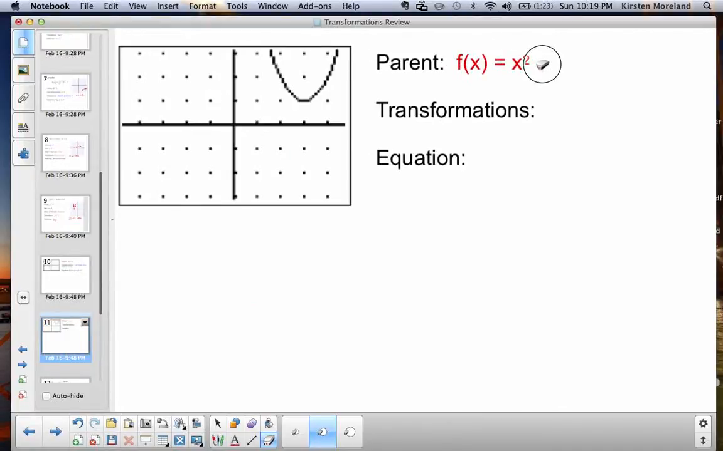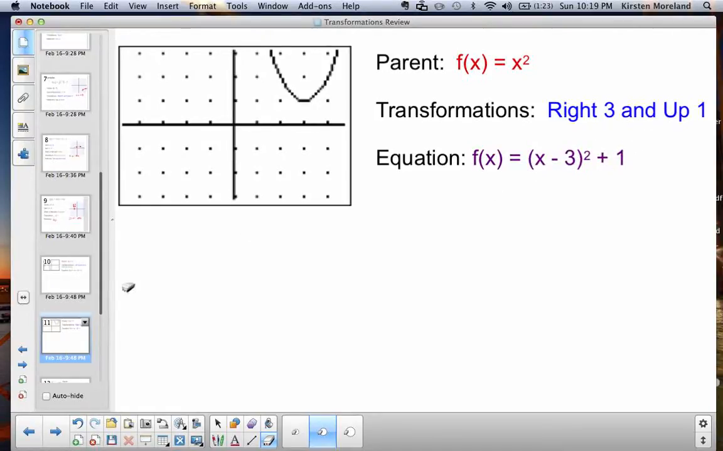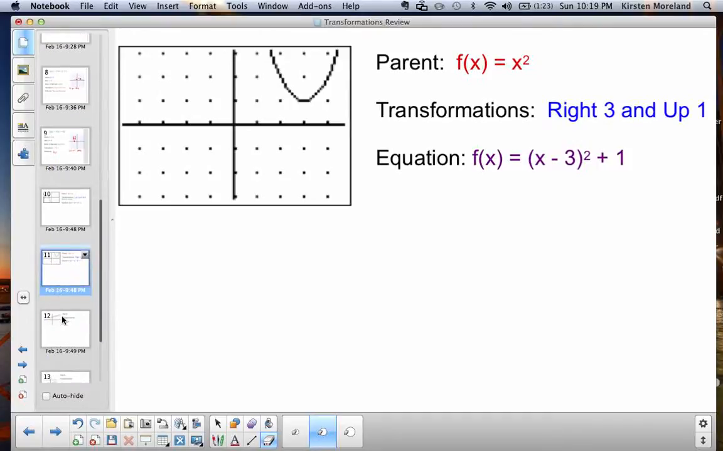Here's another example of the f of x squared. Now I want you to pause the video and see if you can find the transformations and the equation for this one. So the transformations are right 3 and up 1. There's no reflection on this one, so the equation is going to be just a positive in front, a -3 on the inside because it's gone right 3, and up 1 on the outside because it's gone up 1.